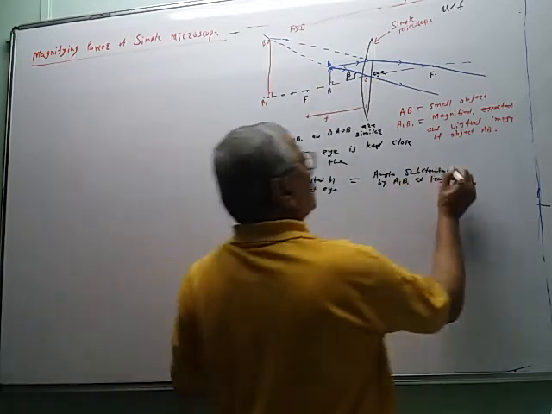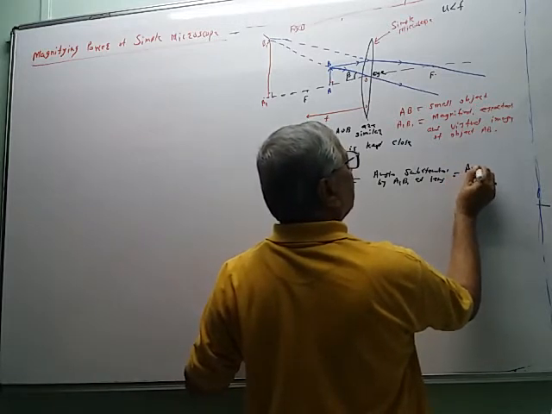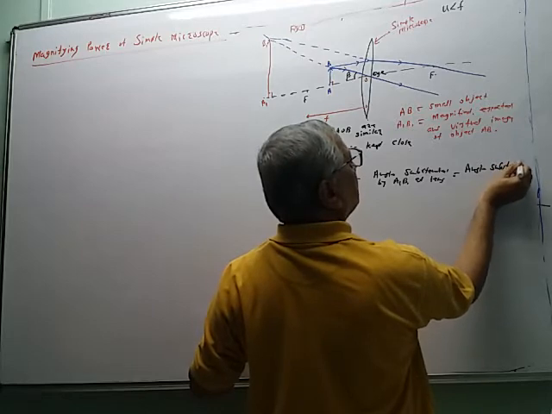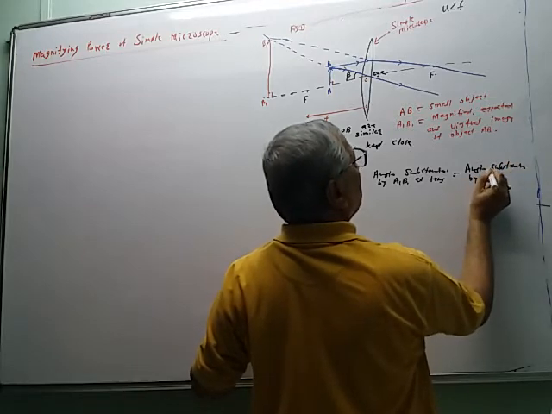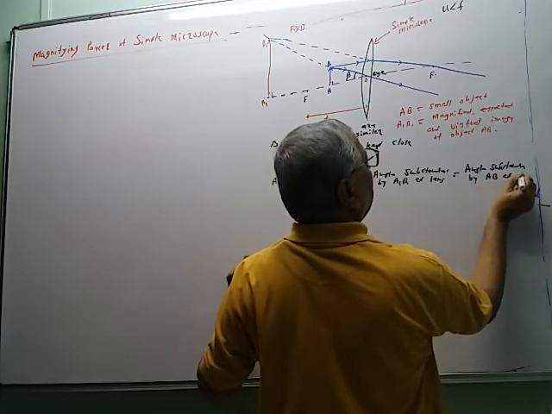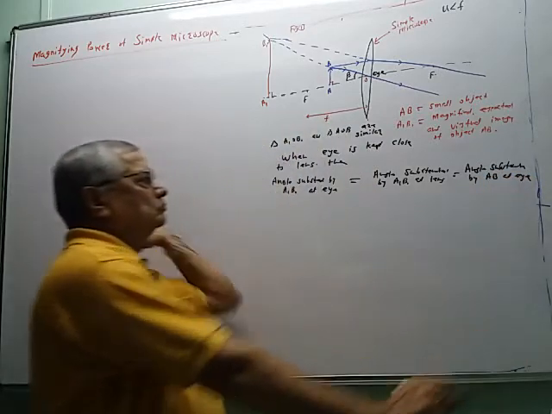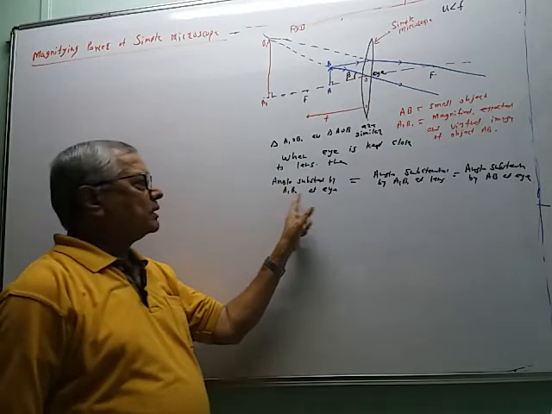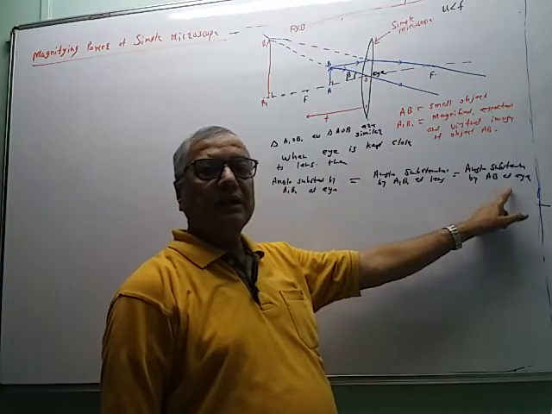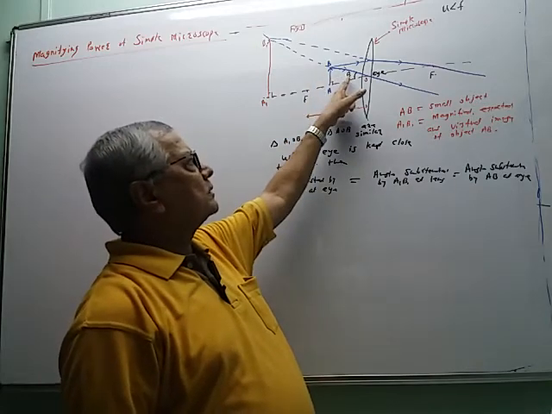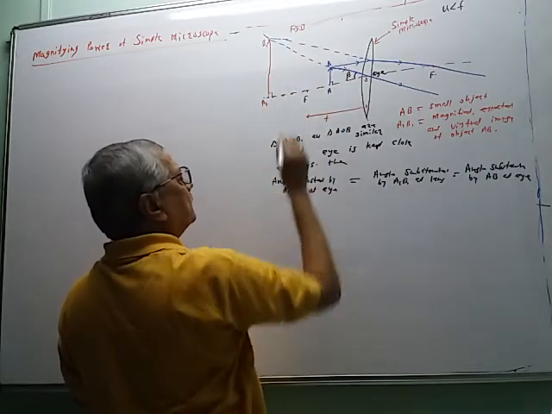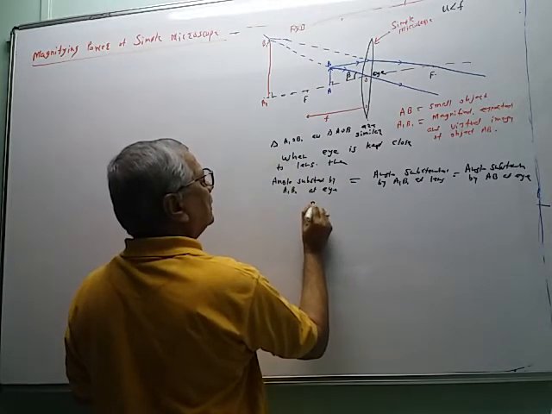So beta is the angle subtended by AB at O or at I. I will add one more point. It is also the angle subtended by the object AB at I. The angle subtended by image A1B1 at I and the angle subtended by object AB at I, both are the same. This is figure one.